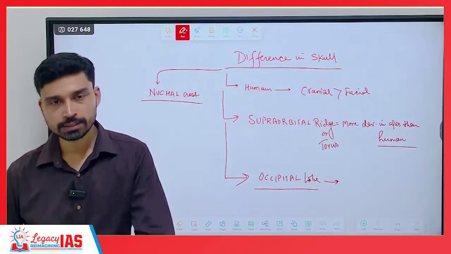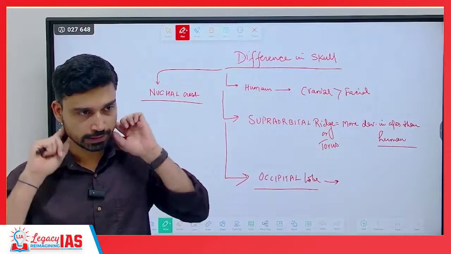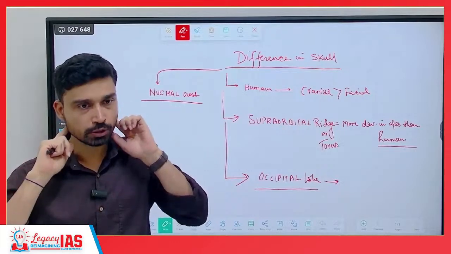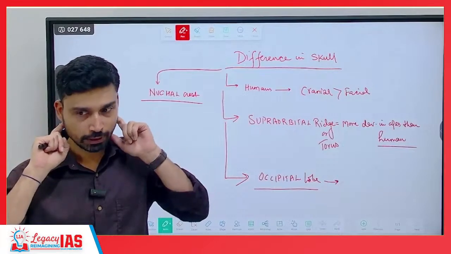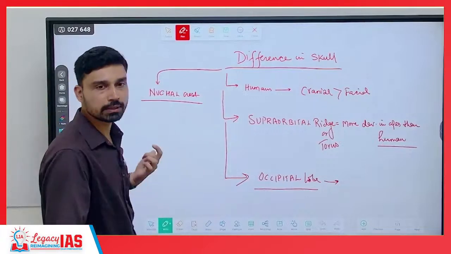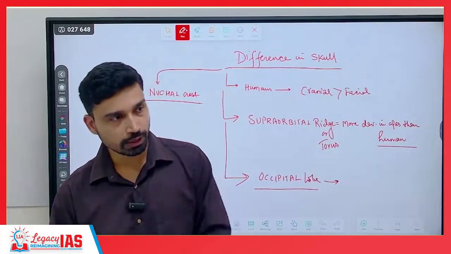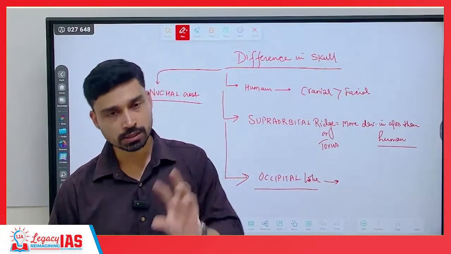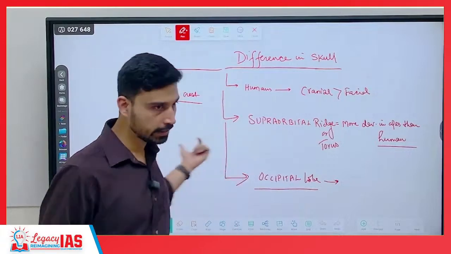Nuchal crest is basically this area below your earlobes. Just below the earlobes you have a kind of bone, and between the earlobes you have a kind of depression. That depression refers to what? Nuchal crest. It is more developed in apes because in apes the neck muscles are very strong. So this nuchal crest provides what? An attachment site for the neck muscles. So neck muscles are stronger, that is why nuchal crests are well developed. In humans, neck muscles are not that developed, not that strong. That is why it is less developed.